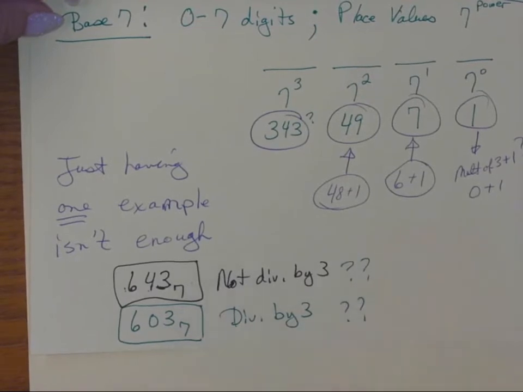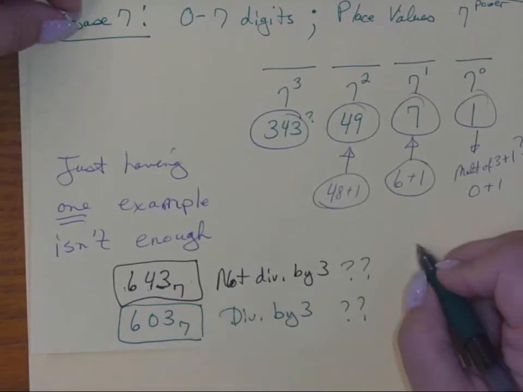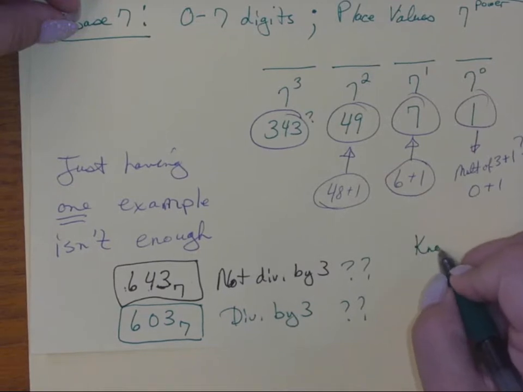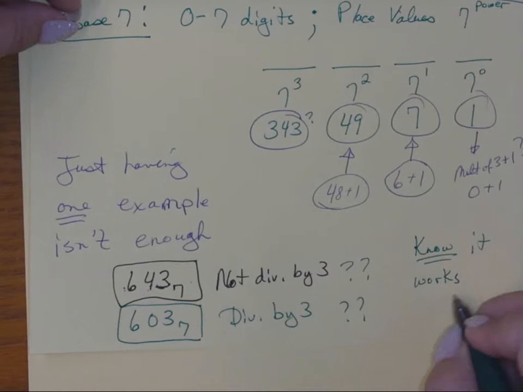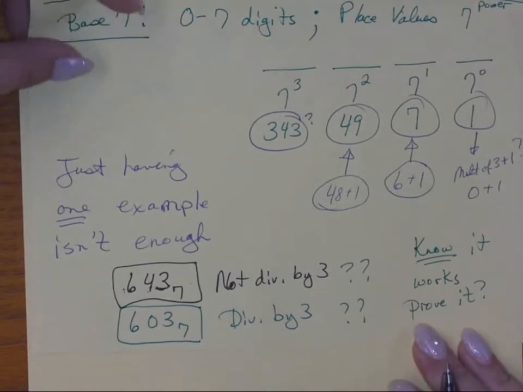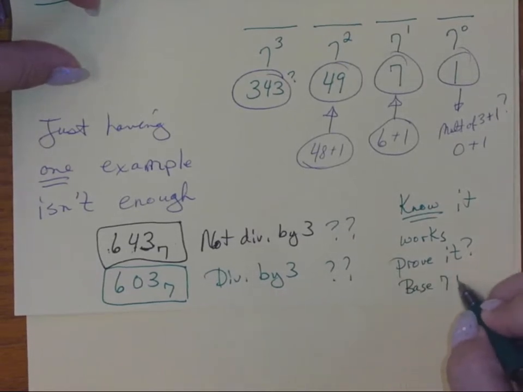we think. So if I find one example or one counterexample, does it work? That's not enough. I can't just come up with one example. What I need is I need to know it works. So prove it. So maybe you might start thinking about drawing some base 7 blocks. That might help you.